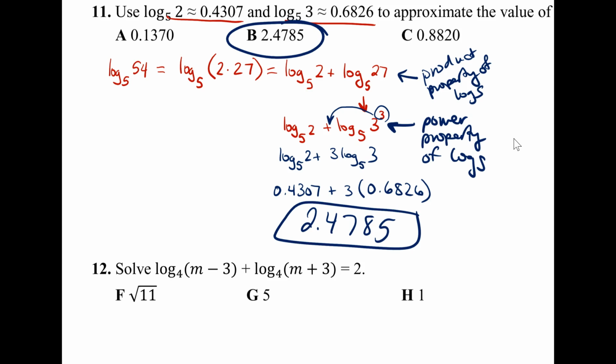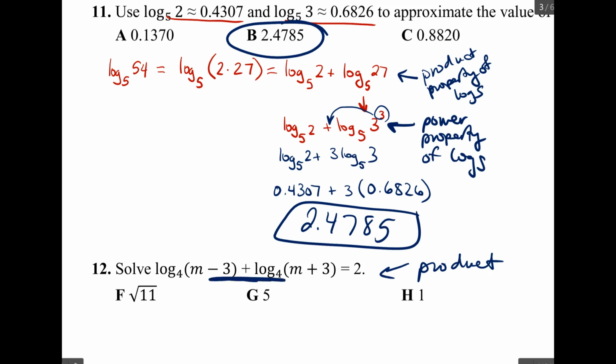All right. How are we doing with 12? Do you have an idea how to start? How do we know what to do? When you're adding, you said you multiply the 2. Exactly. It's the product property of logarithms, which is exactly what we just used. The product property.